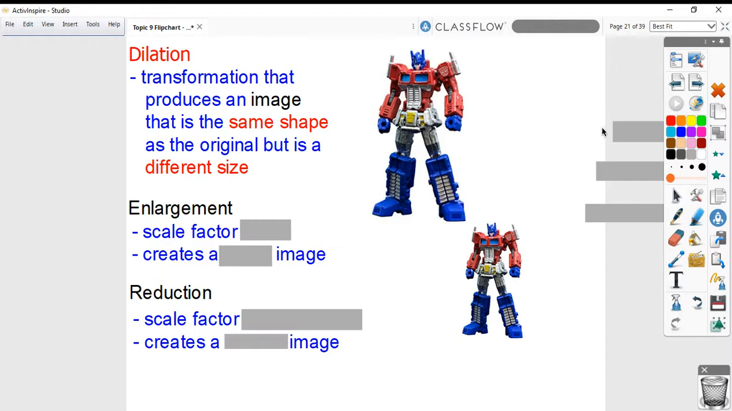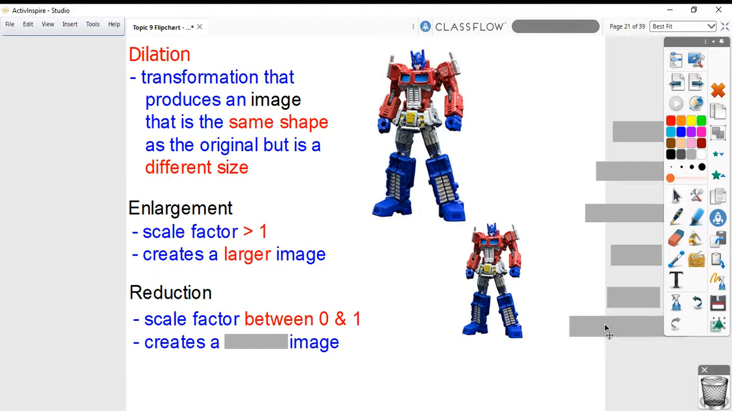There are two types of dilation that you can have. You can have an enlargement, which is when you have a scale factor that is greater than 1, and it creates a larger image as you would expect it to. And the other type of dilation you can have is a reduction. That's what happens when you have a scale factor that is between 0 and 1. So that is a fraction or a decimal that is smaller than 1.